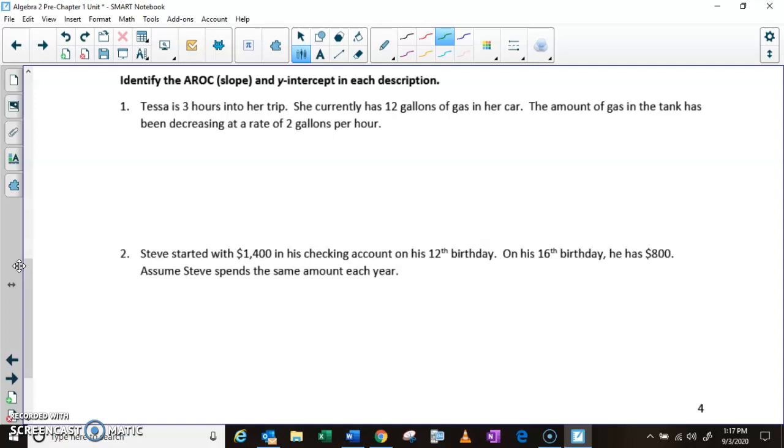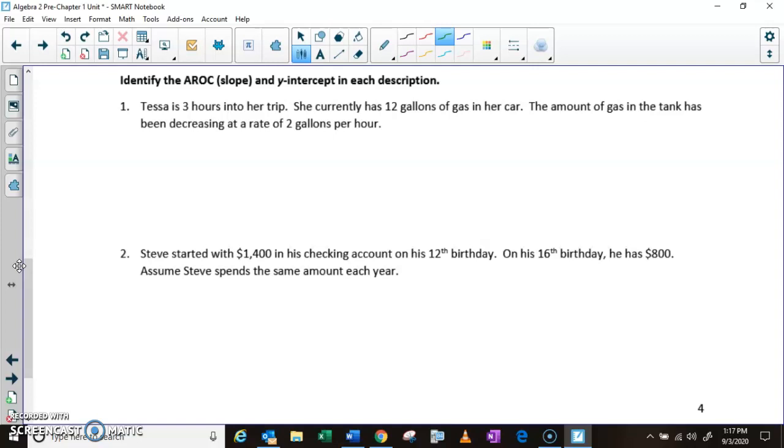All right, let's take a look at those 2 examples. Tessa is 3 hours into her trip. She currently has 12 gallons of gas in her car. The amount of gas in the tank has been decreasing at a rate of 2 gallons per hour. So we are to find the slope, the average rate of change, and the y-intercept.